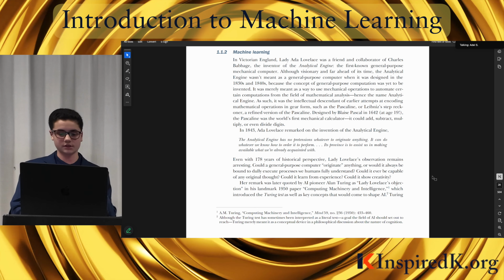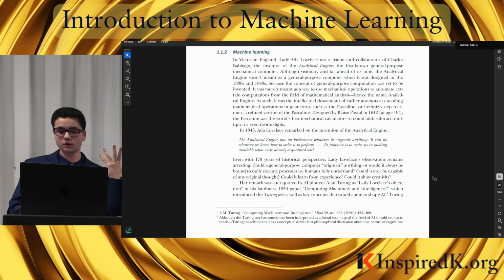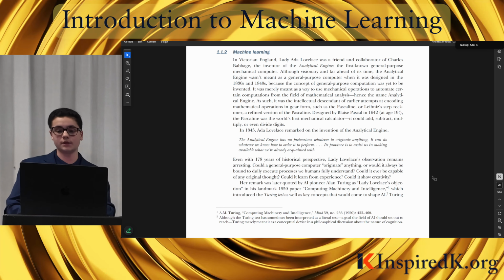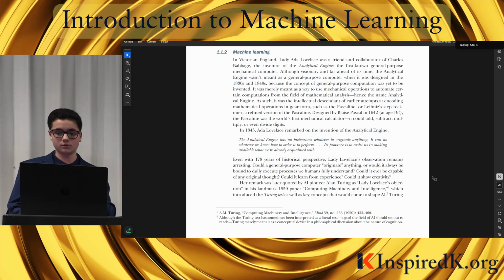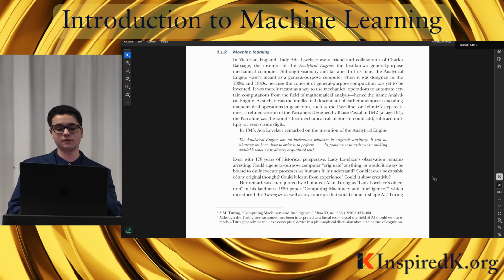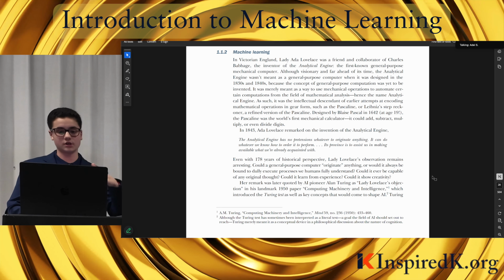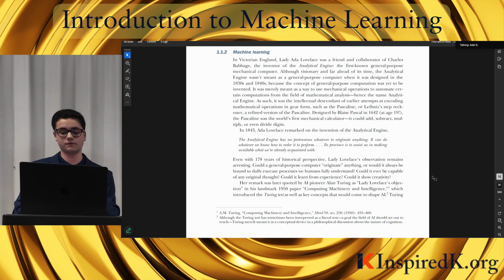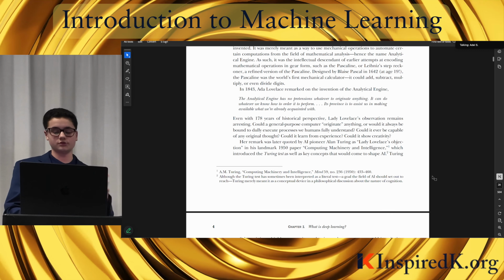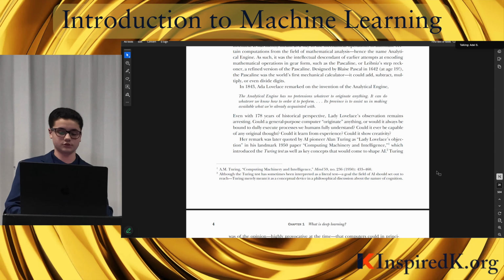However, Lady Lovelace commented in 1843 on whether a machine would ever be able to create its own unique content, because humans are providing everything it knows. This question prompted much further research, and eventually in Alan Turing's 1950 paper, he introduced the Turing test as well as other concepts that would be extremely important for artificial intelligence.